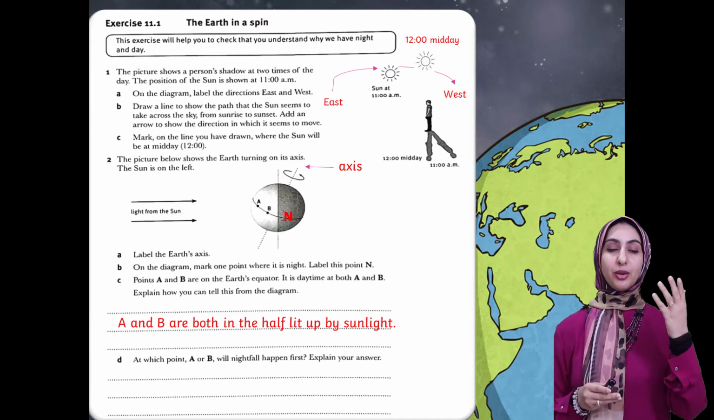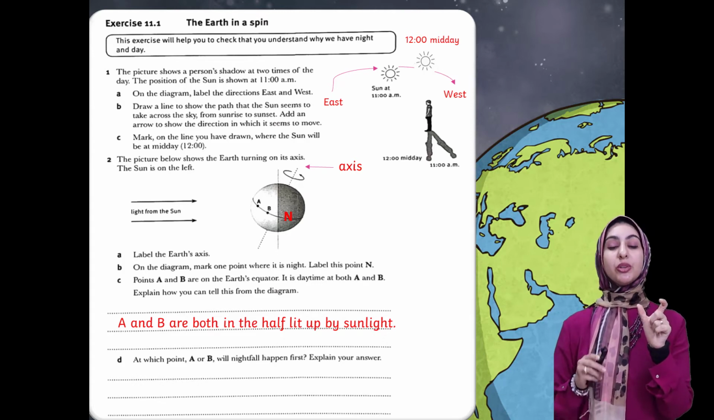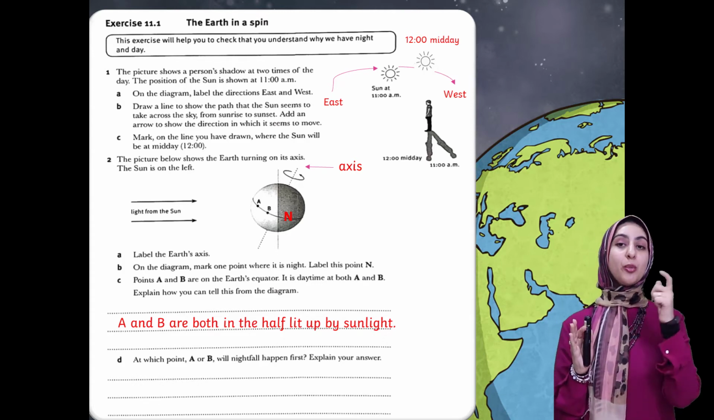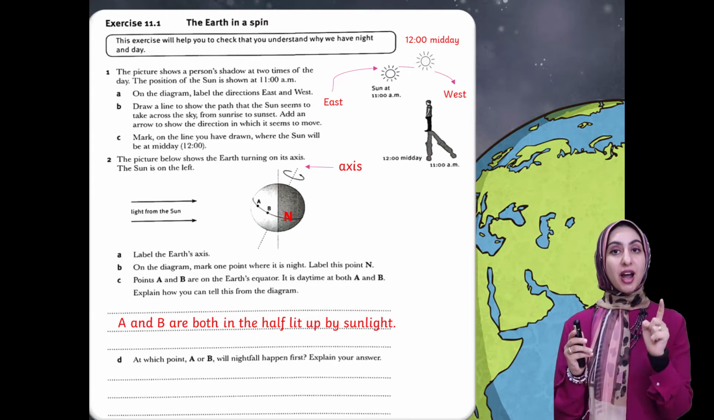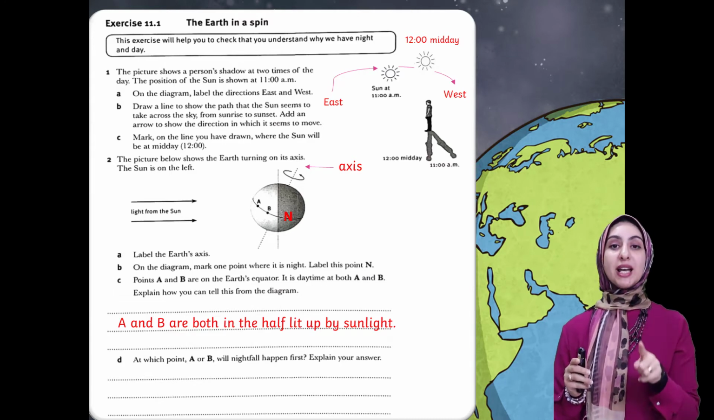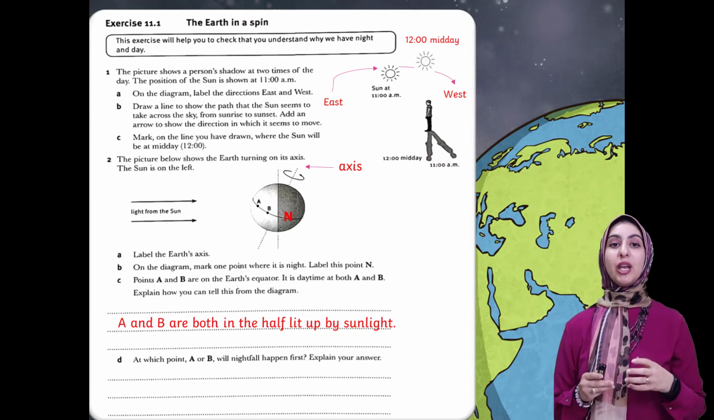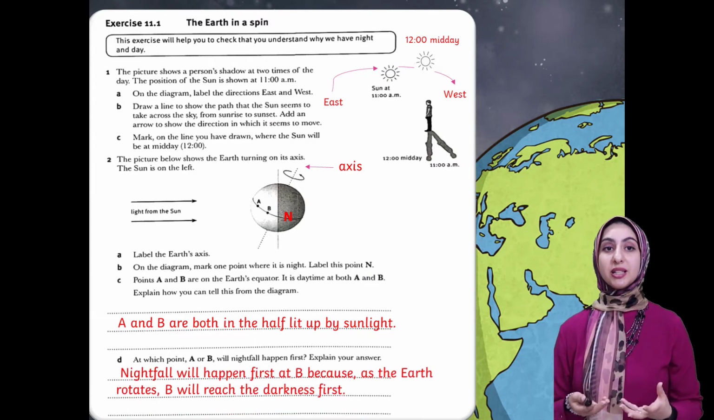As we can see here on the diagram, the point B is closer to the half which is away from the sun. So this means it will experience night time before point A, right? So the answer here will be night will happen first at point B because as the Earth rotates, B will reach the darkness first.